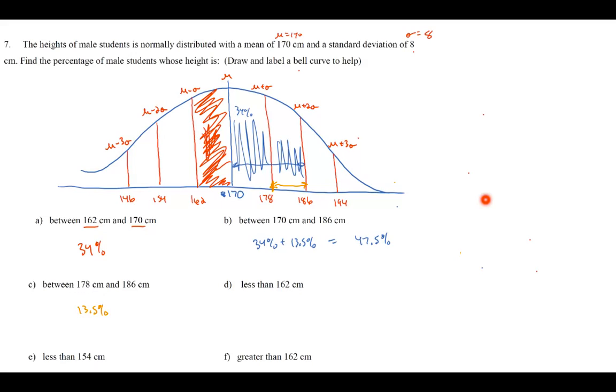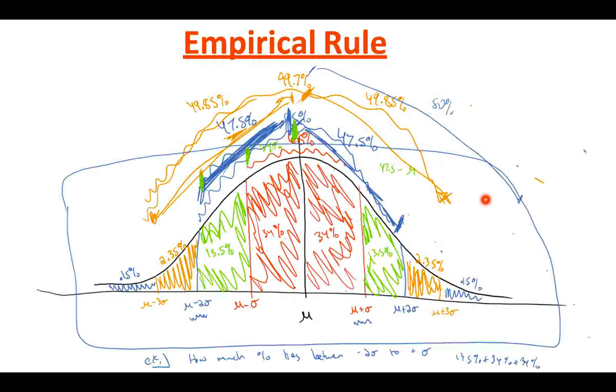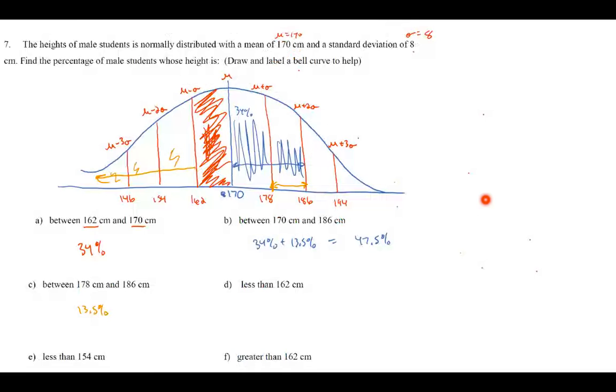Less than 162 would be from here all the way to the end. So you need to figure out how much is in this section plus this section plus this section. So if we look back, well, we'd have our 13.5. So we're going to do 13.5 plus 2.35 plus 0.15. And that gives us 16. That was 13.5 plus 2.35 plus 0.15. So 16% of the students would be less than 160 centimeters tall.